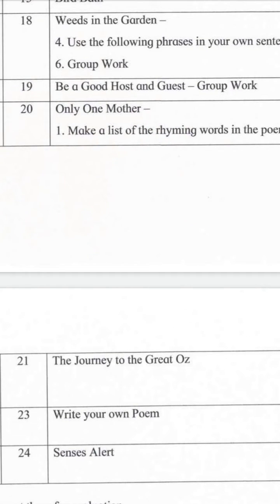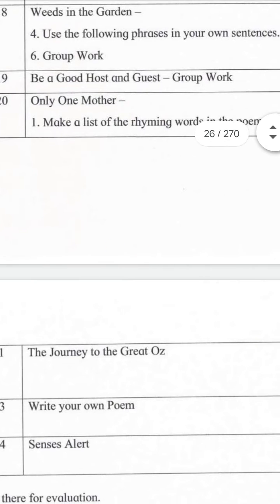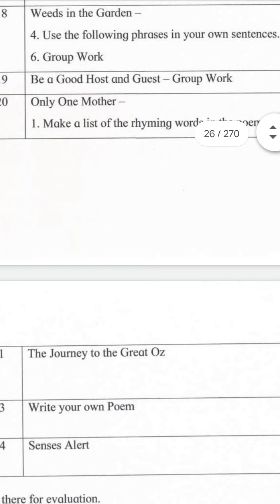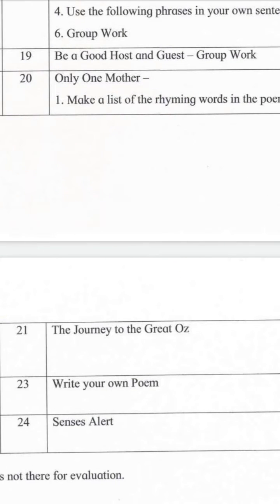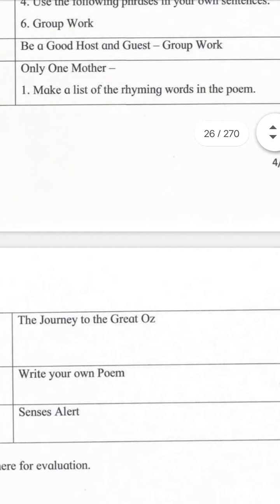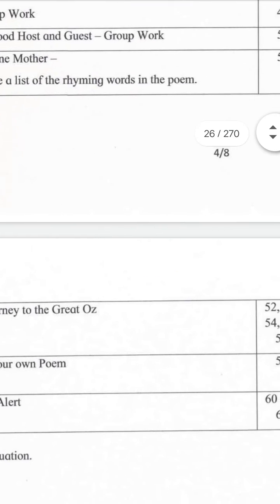Then lesson number 19, Be a Good Host and Guest. It's a group work, therefore this chapter is omitted entirely, on page number 50. Self-study you can do for that. And lesson number 20, Only One Mother. In this poem, make a list of the rhyming words in the poem. This you won't get for any assessment. This is for self-study.